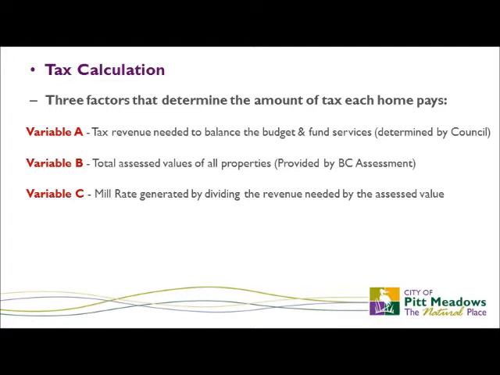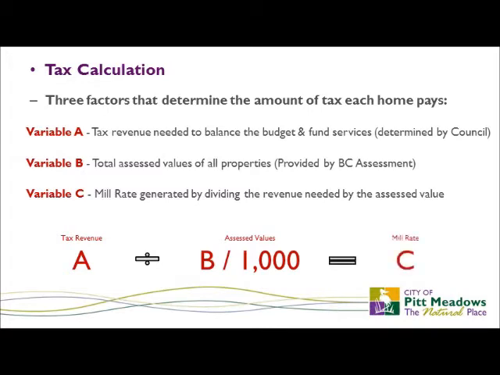In this situation, we wish to calculate the mill rate so that the taxpayer can be appropriately taxed and the approved revenue by council is properly collected. At the bottom of the slide, we will write the actual formula that determines the mill rate. Variable A, or the tax revenue we need to collect, divided by variable B, or the assessed value for every 1,000 that has been provided to the City from BC Assessment, equals variable C, or the mill rate.